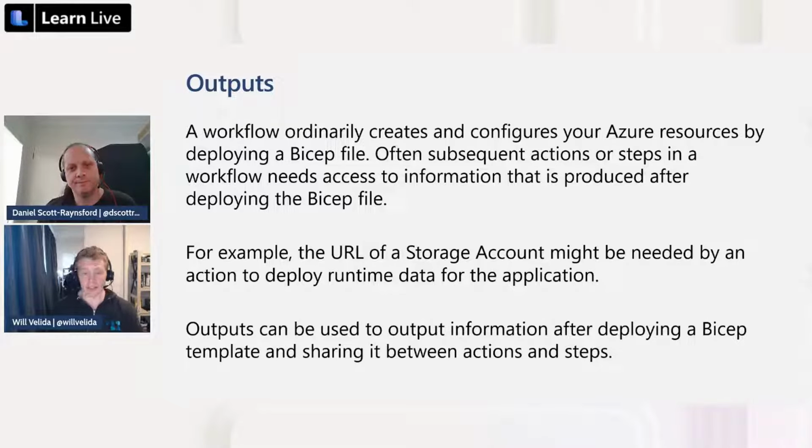A good example is, say we've got a Bicep file that's deploying a storage account, and you want your workflow to deploy the storage account and then upload some blobs to a blob container in that storage account. The workflow step that will upload the blobs will need to know the name of that storage account to connect to and the name of the container to upload the file to.